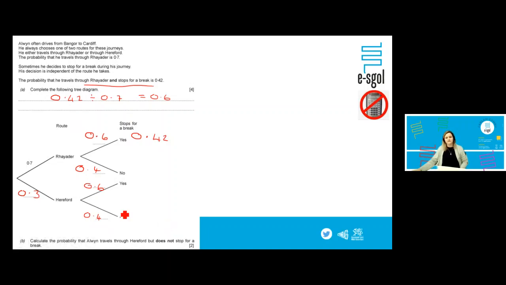Okay, so completing your diagram, if you notice this time is now 4 marks. That's because of this division that's going on and the extra steps involved.